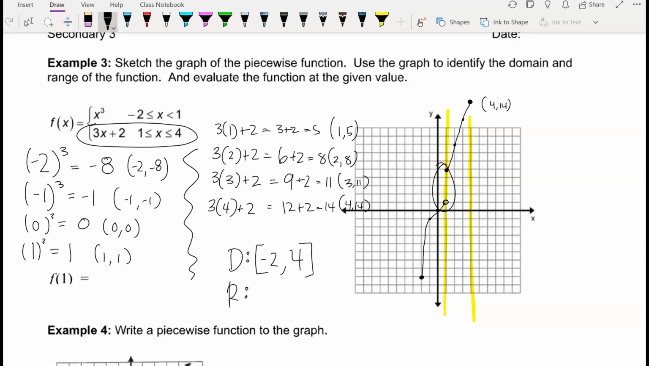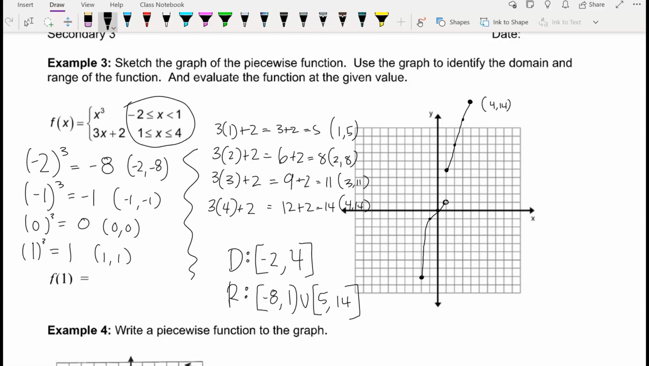And then our range. So bottom to top. Well, we don't have anything in the middle. So there's a big gap in the middle. So we start at -8. And then we end at 1 with the parenthesis because of open circle. And then we start up again at 5. And then we go to 14. Because remember, we only want in between -2 and 4 for our x values. So we stop at that point.